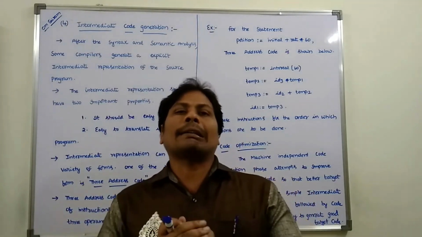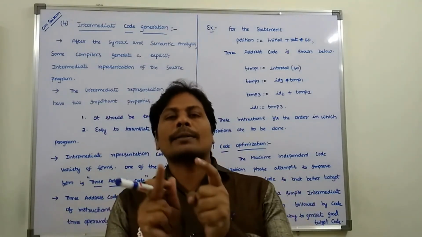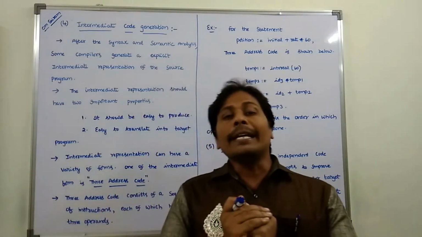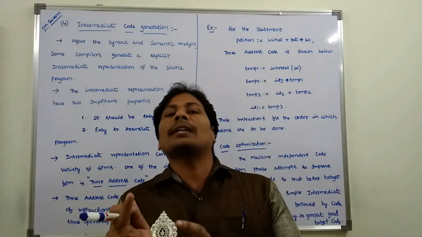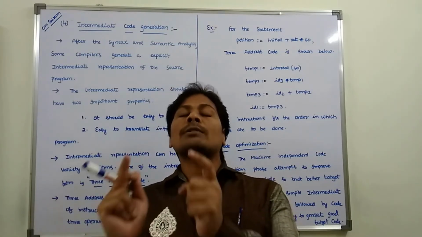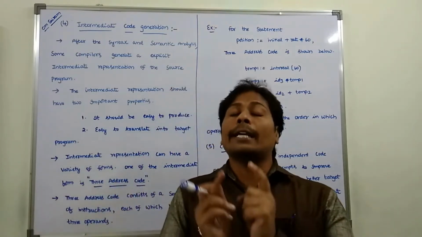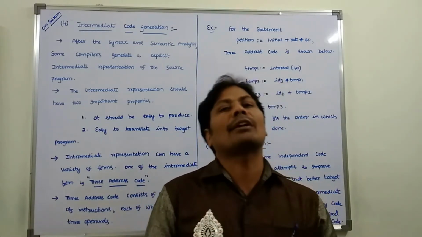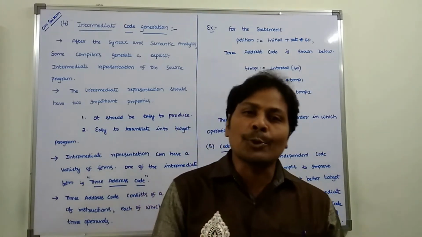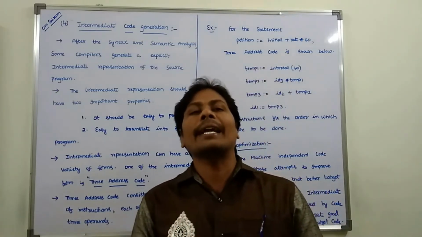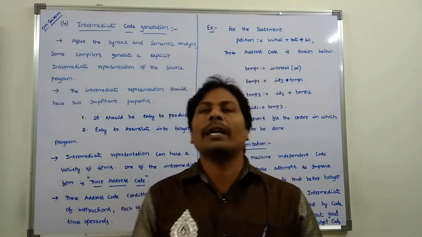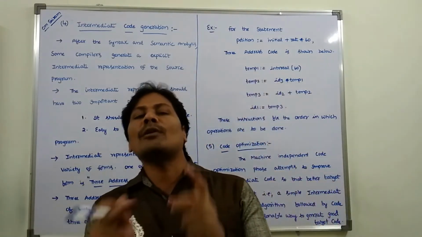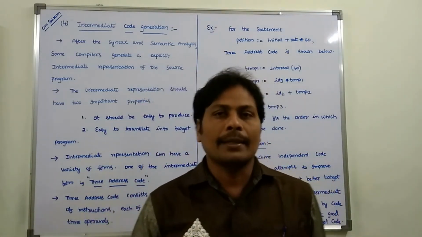What is three address code? Three address code is a sequence of instructions. Each and every instruction can have at most 3 operands. At most 3 operands means it may contain 1 operand, 2 operands, or 3 operands. Each and every instruction may contain at most 3 operands.